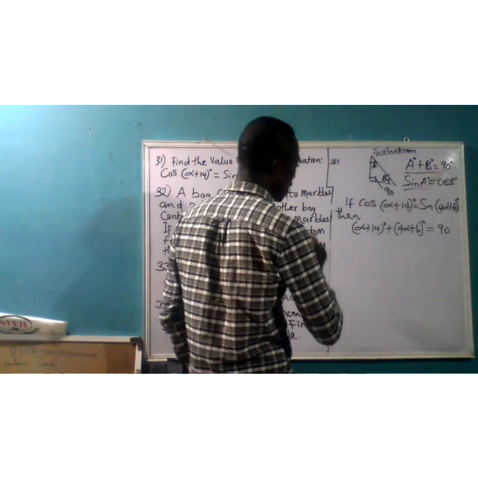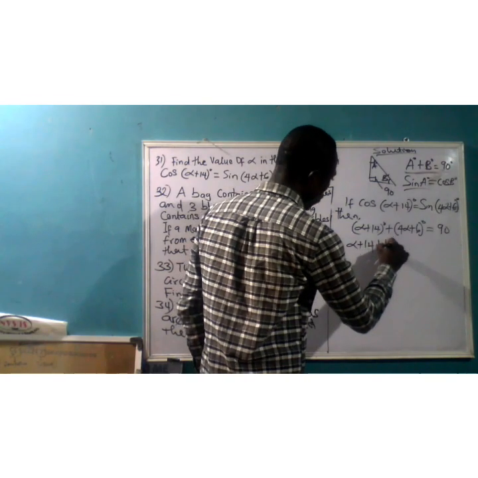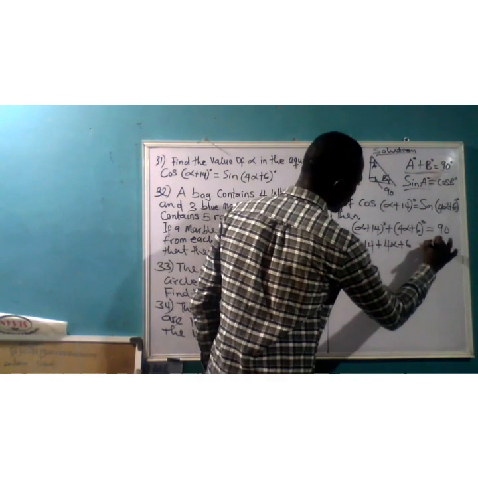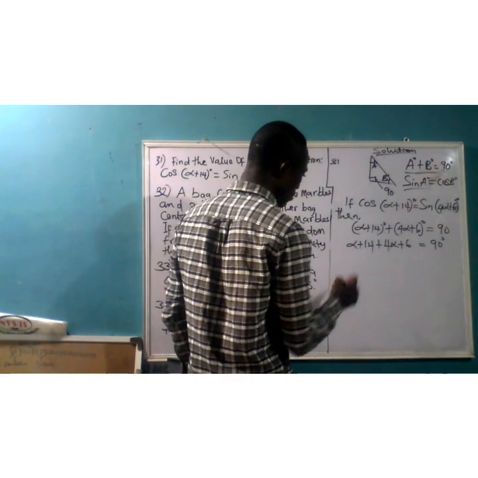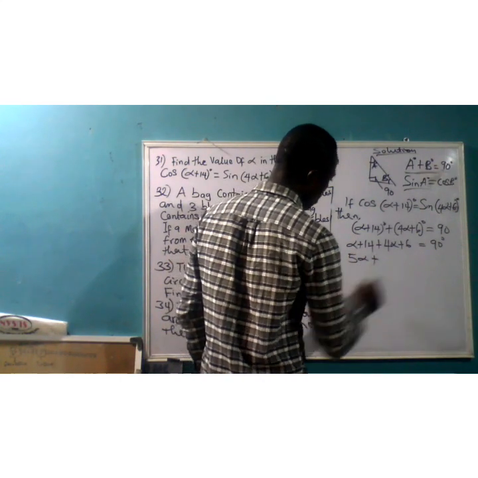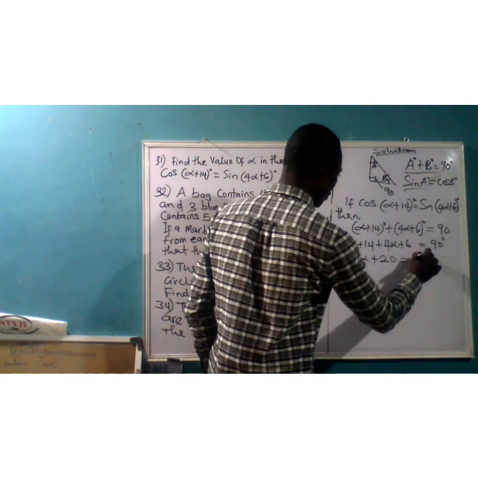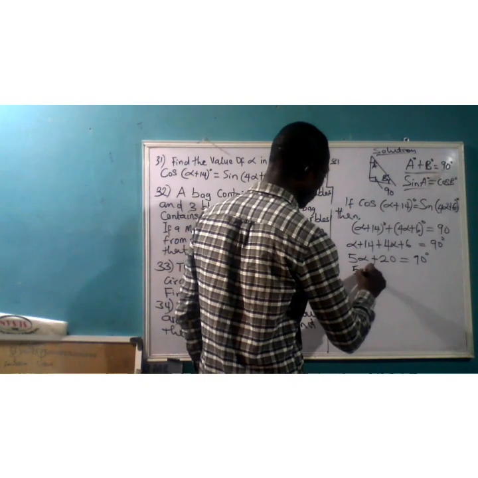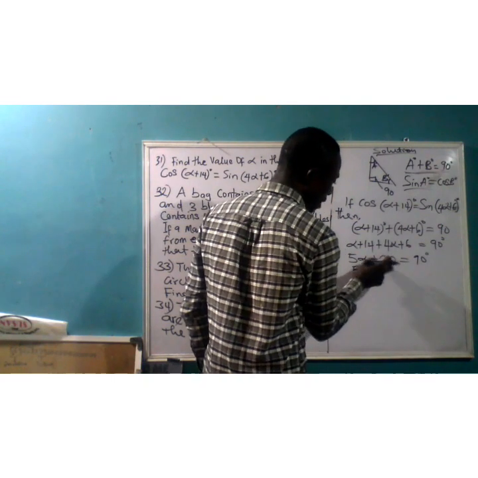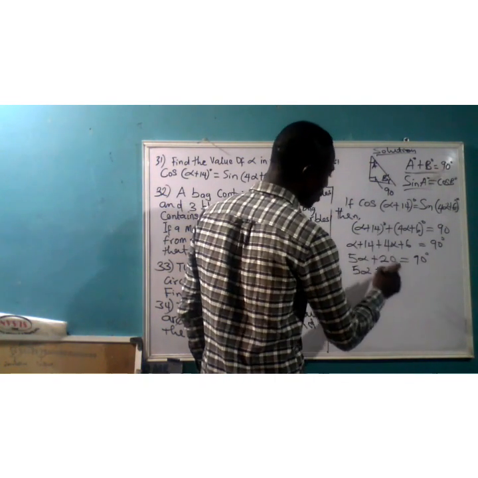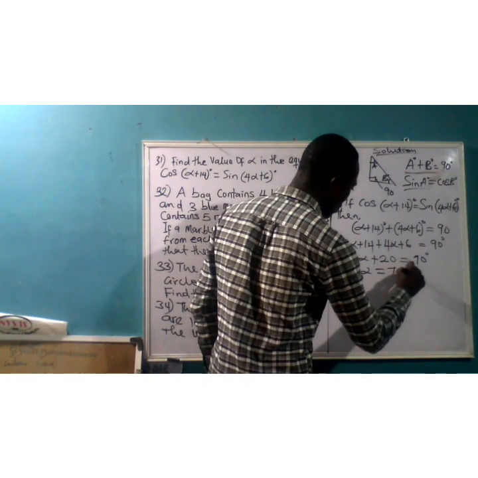And from here you can open the bracket so that you have alpha plus 14 plus 4 alpha plus 6 equal to 90 degrees. And if you add all the like terms, you have 5 alpha plus 14 plus 6, that will give you 20, equal to 90 degrees. And if you collect the like terms, you have 5 alpha equal to 90 minus 20, because if 20 is taken from here to the other side, it will change from positive 20 to negative 20. So you have 90 minus 20, that will give you 70 degrees.